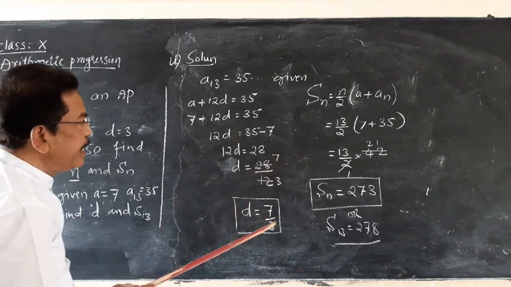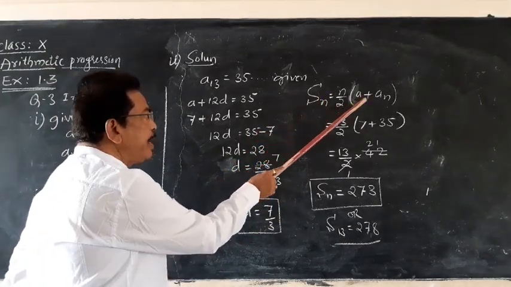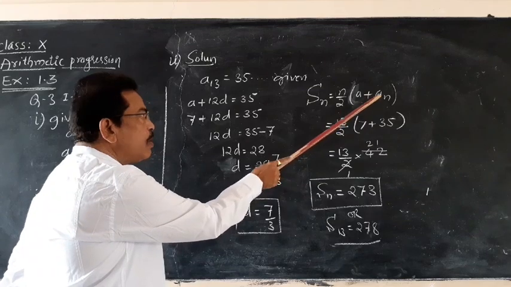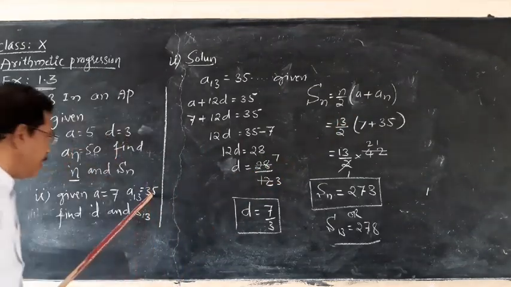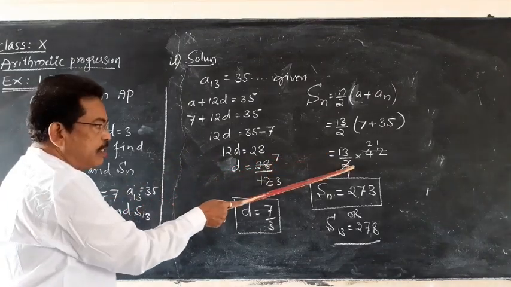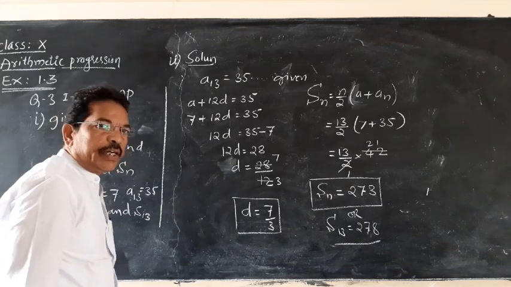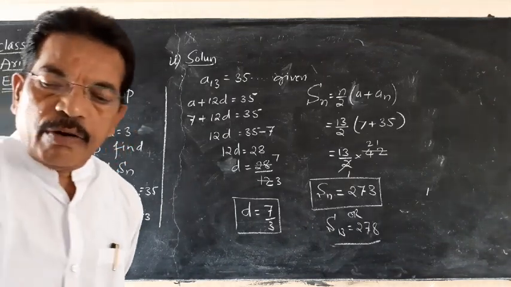Then after getting d, we have to find the Sn. That Sn equals n by 2 into a plus an, because the last term is given here. a13 is 35. So we have substituted the values, then simplified, then Sn equals 273. Okay, write down.